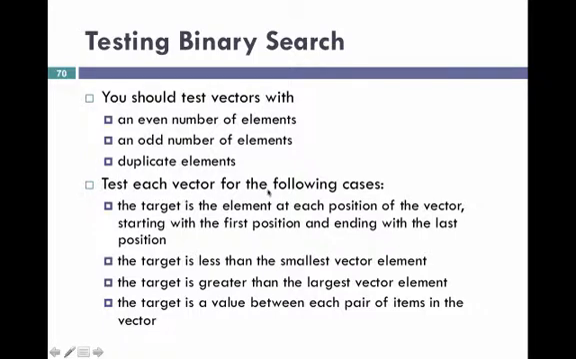We should test each vector for the following cases. The target element is the element at each position of the vector, starting with the first position and ending with the last. The target is less than the smallest vector element. The target is greater than the largest vector element. And the target is a value between each pair of items in the vector.